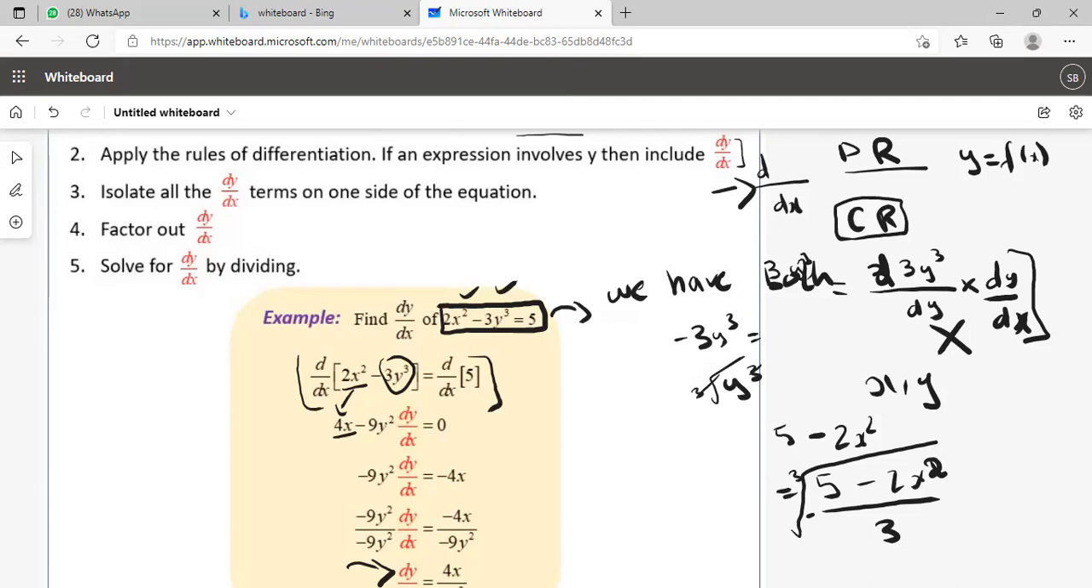Now we are here. Once we are here, we need to take this 4x to the other side. Why? Because we need to make dy by dx the subject of our equation. This is what our goal was. We need to find dy by dx. So we have minus 9y squared dy by dx equals minus 4x. And we have dy by dx. We will take this 9y squared to that side.